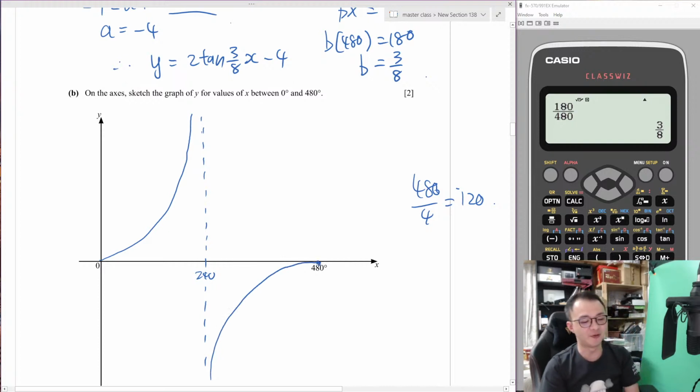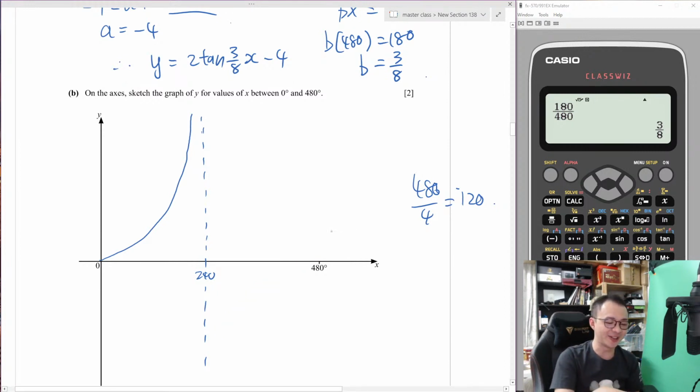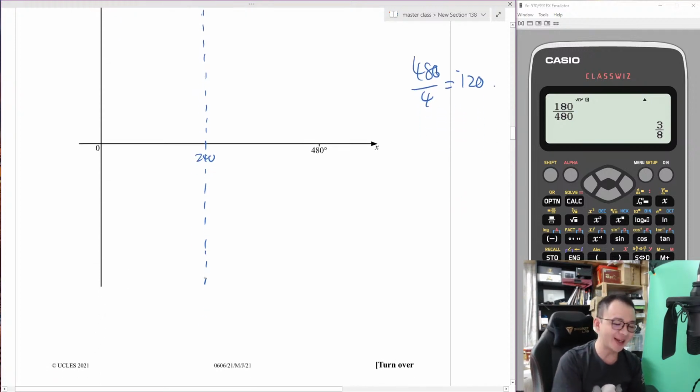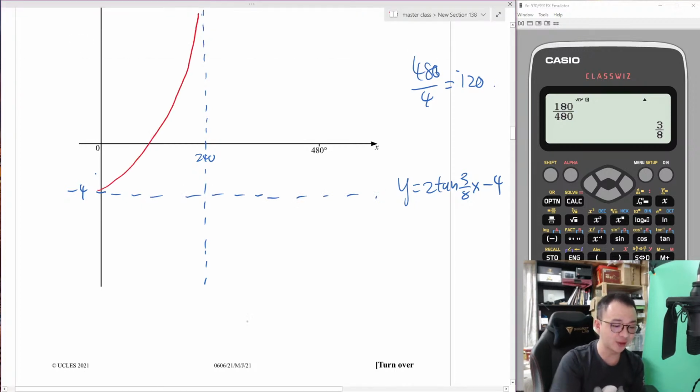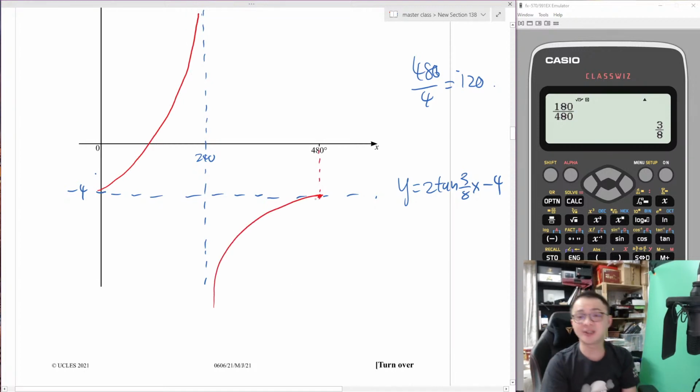Okay, I make sure I touch at 480. Oh sorry, there's -4. I totally ignored the -4. Okay, so I have a -4 here, because the equation is y equals 2 tangent 3/8x minus 4, isn't it? So I need to draw from the -4. I will start from the -4, get very close to this dotted line, and start from the bottom, stop at 480. So this is exactly my graph here. It's quite straightforward.